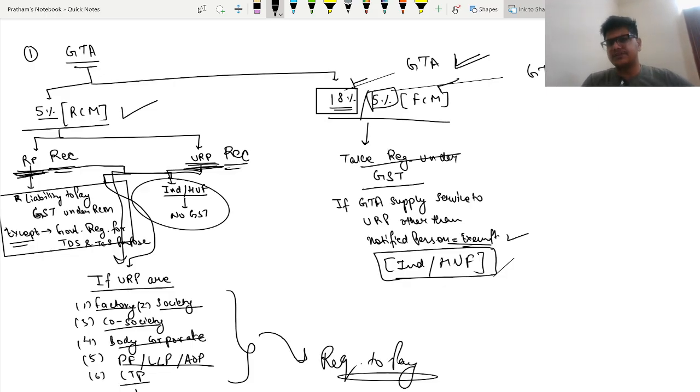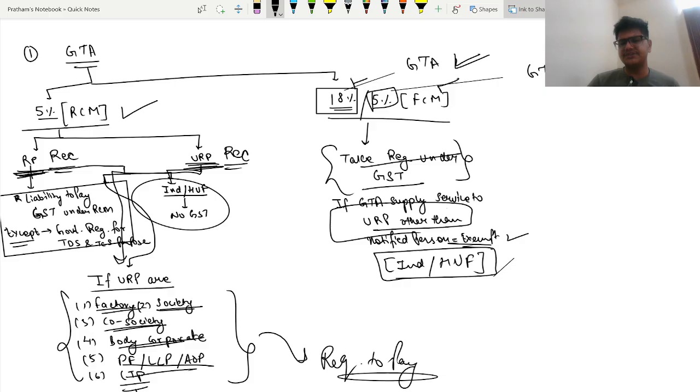Under such forward charge, he has to have a registration. But if he provides his services, even though he has a registration, to an unregistered person who is other than the notified person, then that transaction is exempt. Now you would be thinking, who is an unregistered person and who is an unregistered notified person. These are the unregistered notified persons.